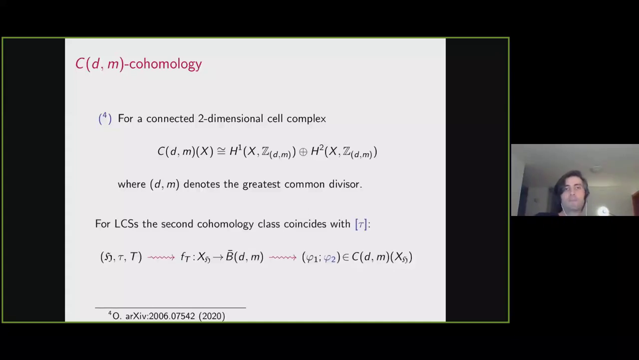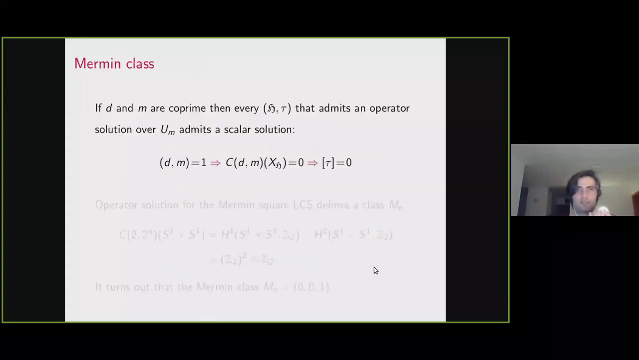So how does that work? You start from a linear constraint system and an operator solution. We can construct this map from a topological realization to the B-bar space, and then we can stabilize everything to obtain these two classes, phi1 and phi2. They correspond to elements in H1 and H2. The nice thing is that when you start from tau, the cohomology class of tau actually coincides with phi2. And that is how you connect the classes in this cohomology theory and the existence of scalar solutions.